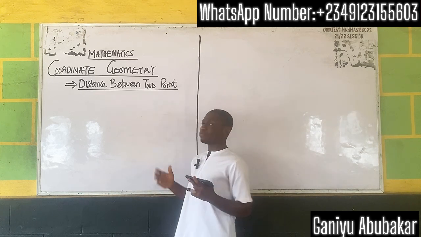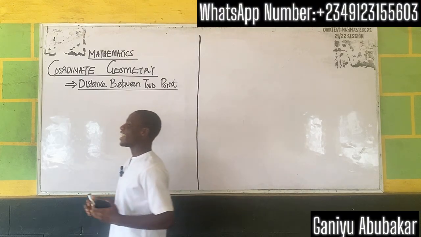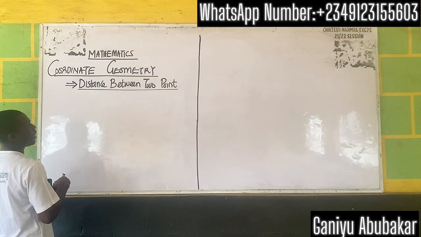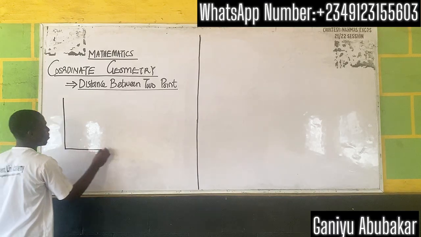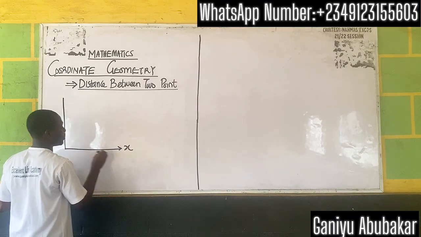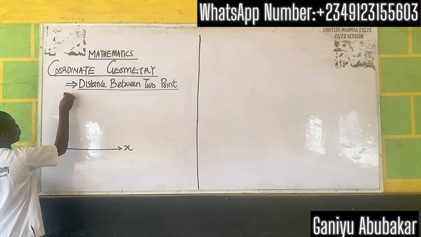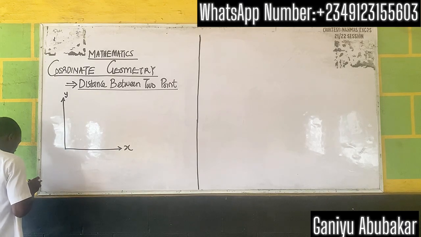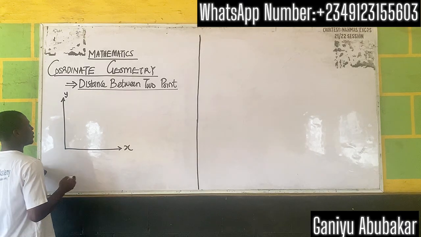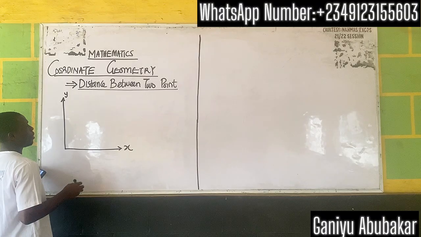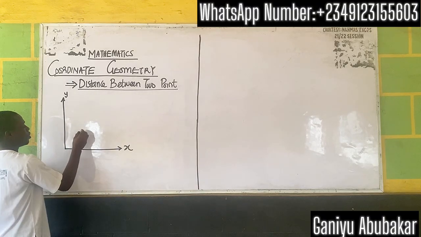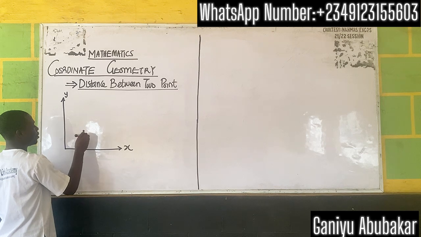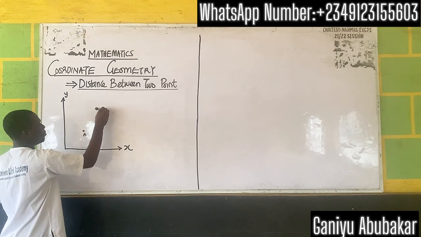When it comes to distance between 2 points, let's say I have a Cartesian coordinate. I have a coordinate this way. This is x here. This one here is y. Let's say, because we said distance between 2 points, I have a point A and a point B. So let me pick a point here, point A, and another point here, point B.